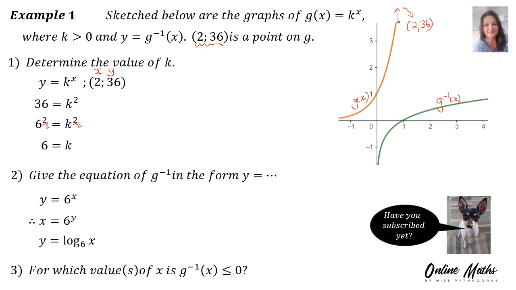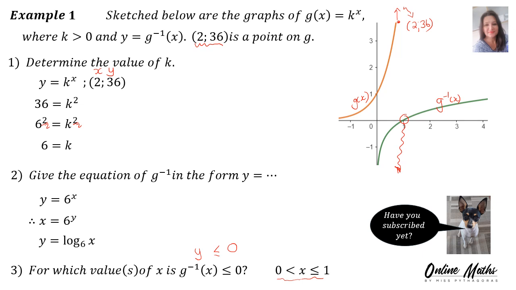Number 3. For which values of x is the inverse smaller than or equal to 0? Now, the answer there is x is smaller than or equal to 1 and x is greater than 0. So this means, let me show you, on the inverse, y is smaller than or equal to 0. And can you see it's happening from there onwards? The y's are negative, smaller than or equal to 0.